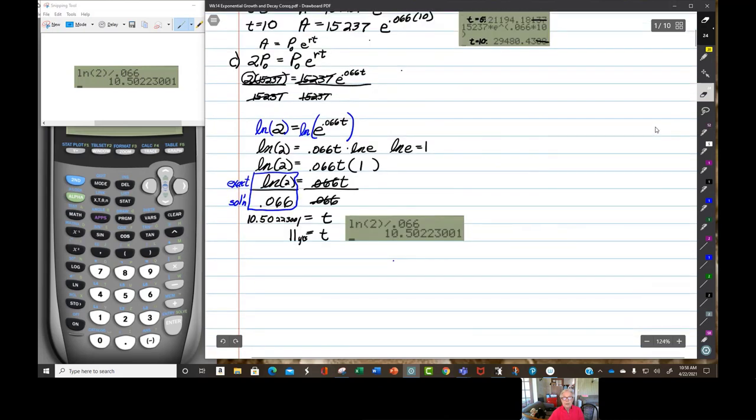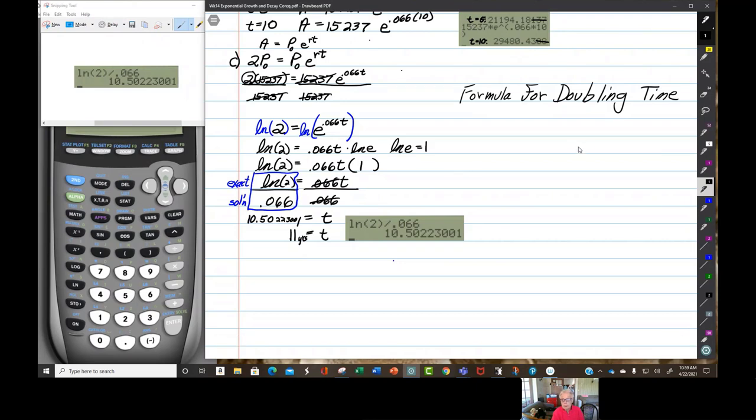Your book gives you a formula if you're the kind of person who likes a formula. I'd rather get it myself so I don't have to memorize it. But there is a formula for doubling time. You can see it yourself if you go to Question Helps and click on Show Me How to Do This or Show Me an Example. Okay, the formula for doubling time is the ln of 2 over r equals the doubling time.